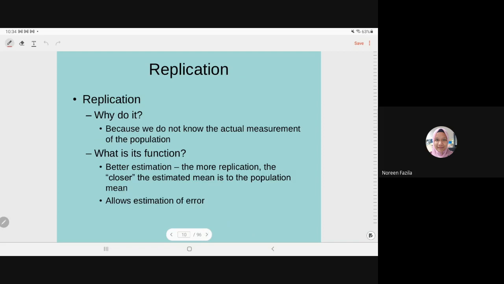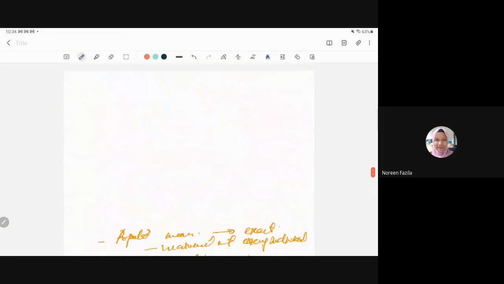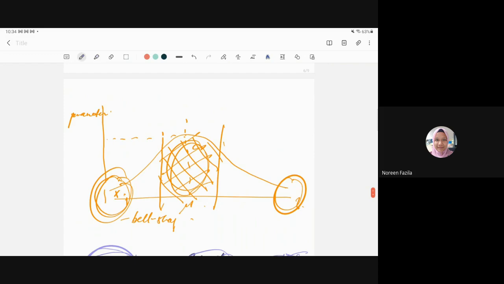And then of course replication. Why do we do it? All of us are familiar with replication. Basically it comes down to what we have discussed just now, the normal distribution.